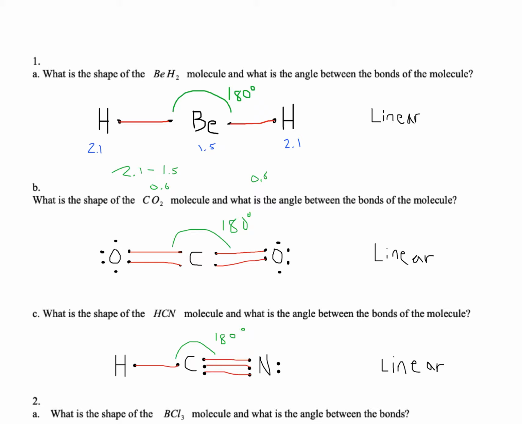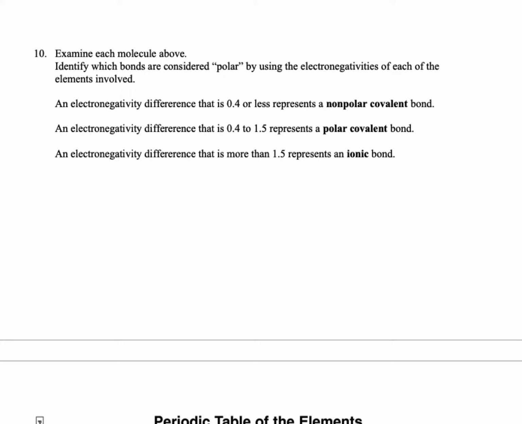So we want to go to the rules of thumb now and see what that tells us about the bonds. A general rule is if the electronegativity difference turns out to be 0.4 or less, then what we have is considered a nonpolar covalent bond, meaning the electron is largely shared equally between the atoms. If we find, as we did in our case, that the electronegativity difference is between 0.4 and 1.5, then what we have is called a polar covalent bond. That's what exists between hydrogen and beryllium.